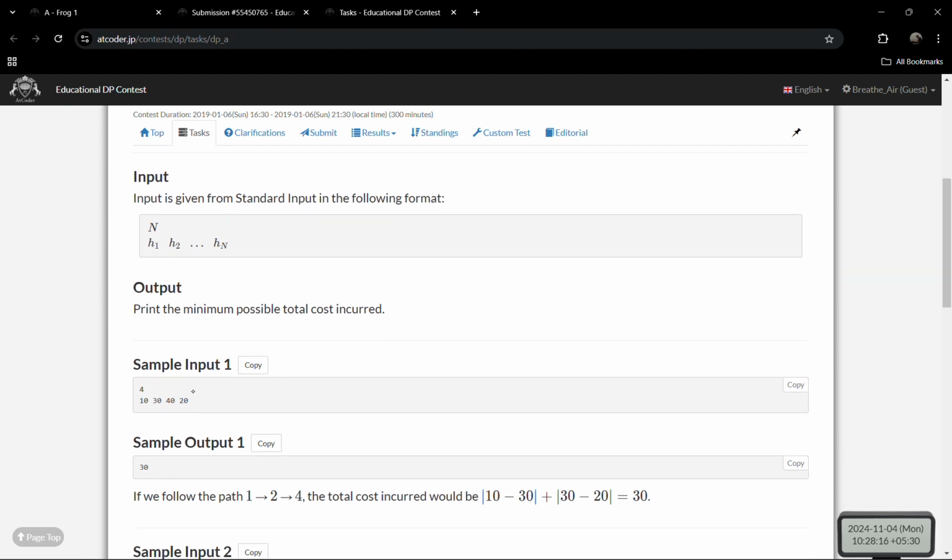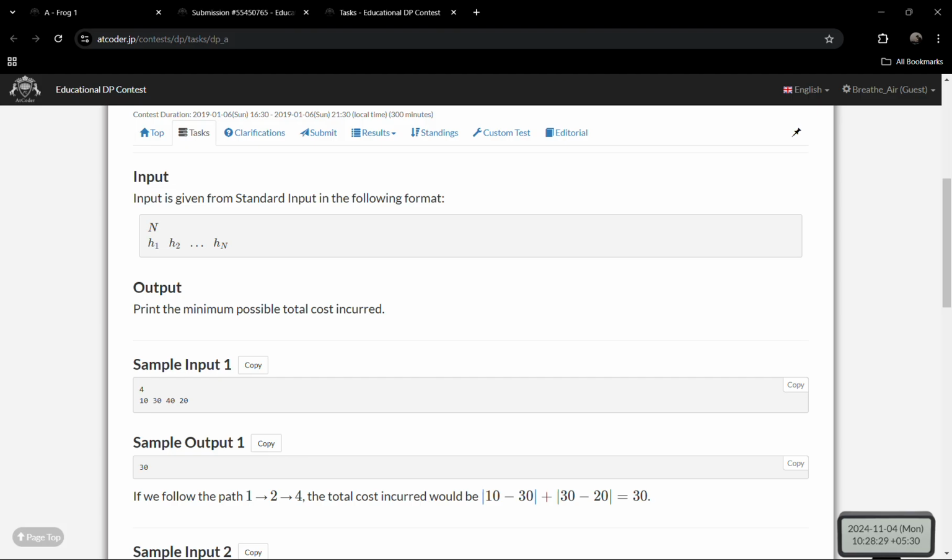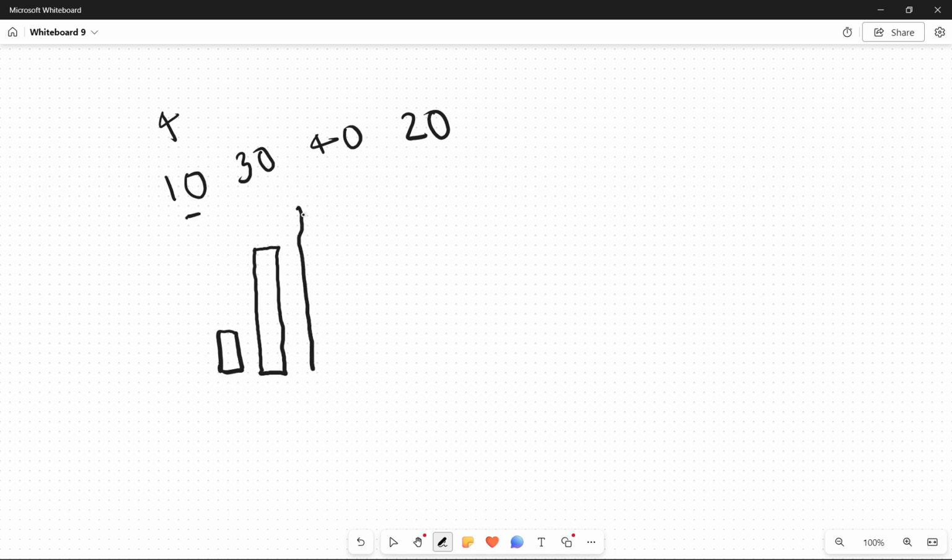So let us consider this test case, sample input 1. It is 4 numbers: 10, 30, 40, 20. These are the heights: suppose this is 10, this is 30, this is 40, and this is 20.